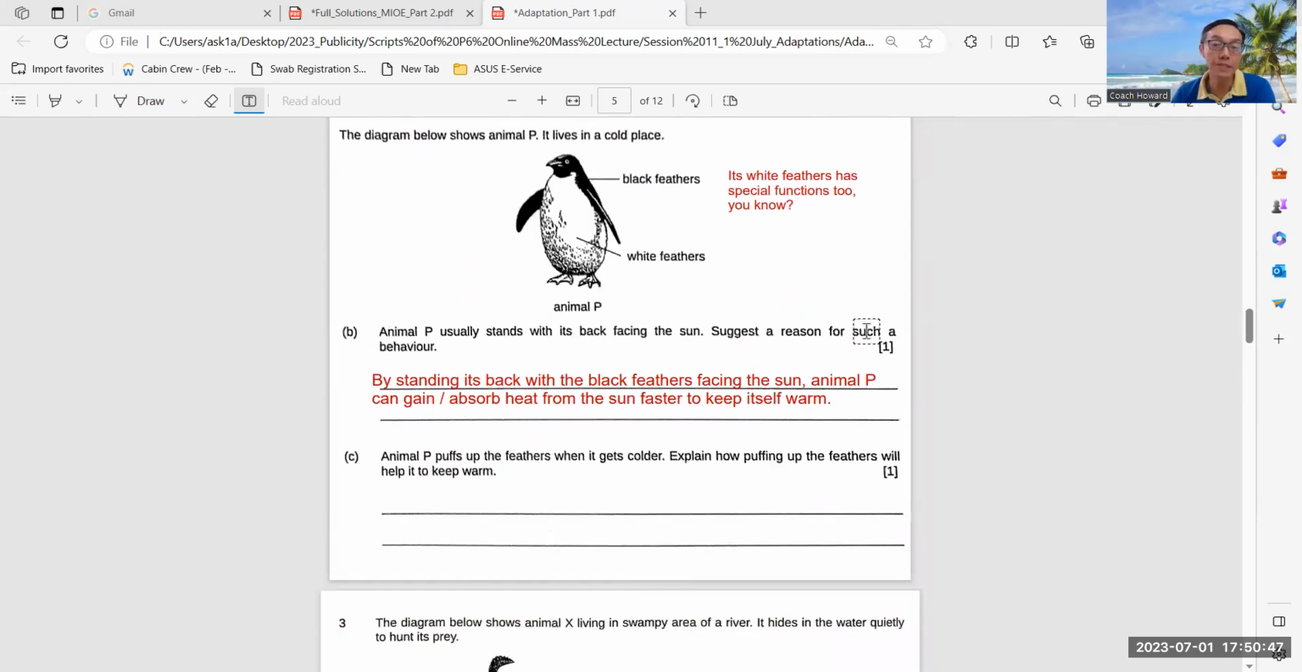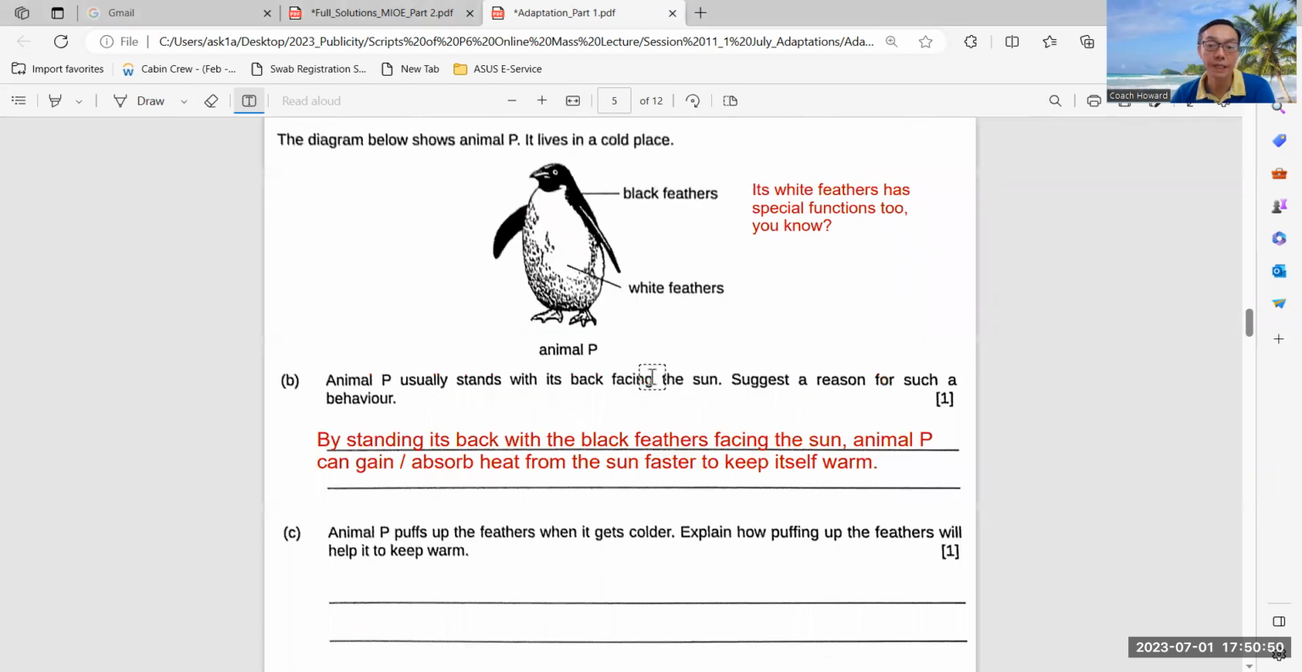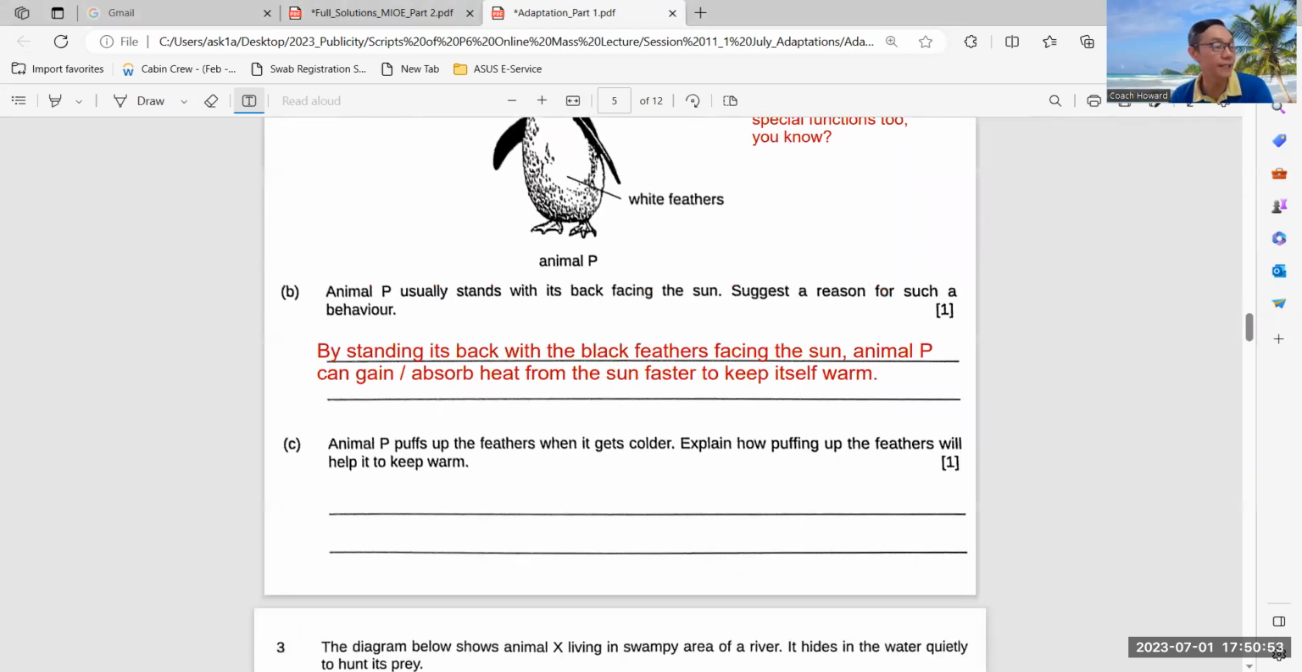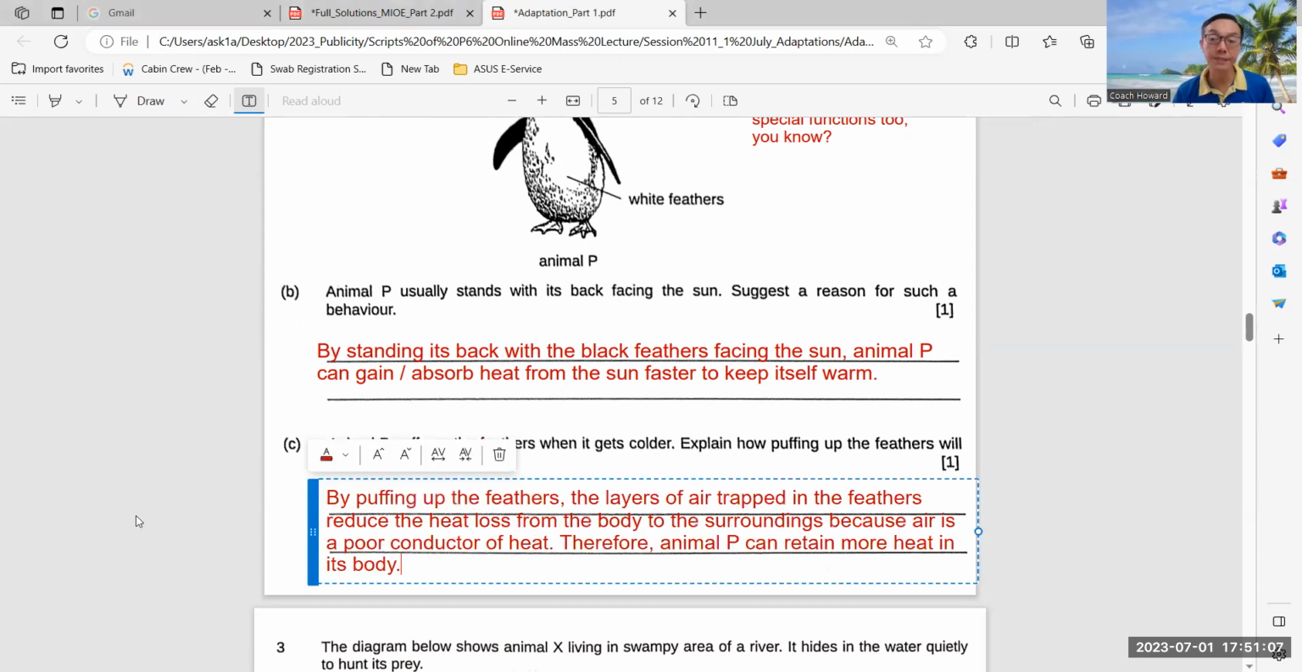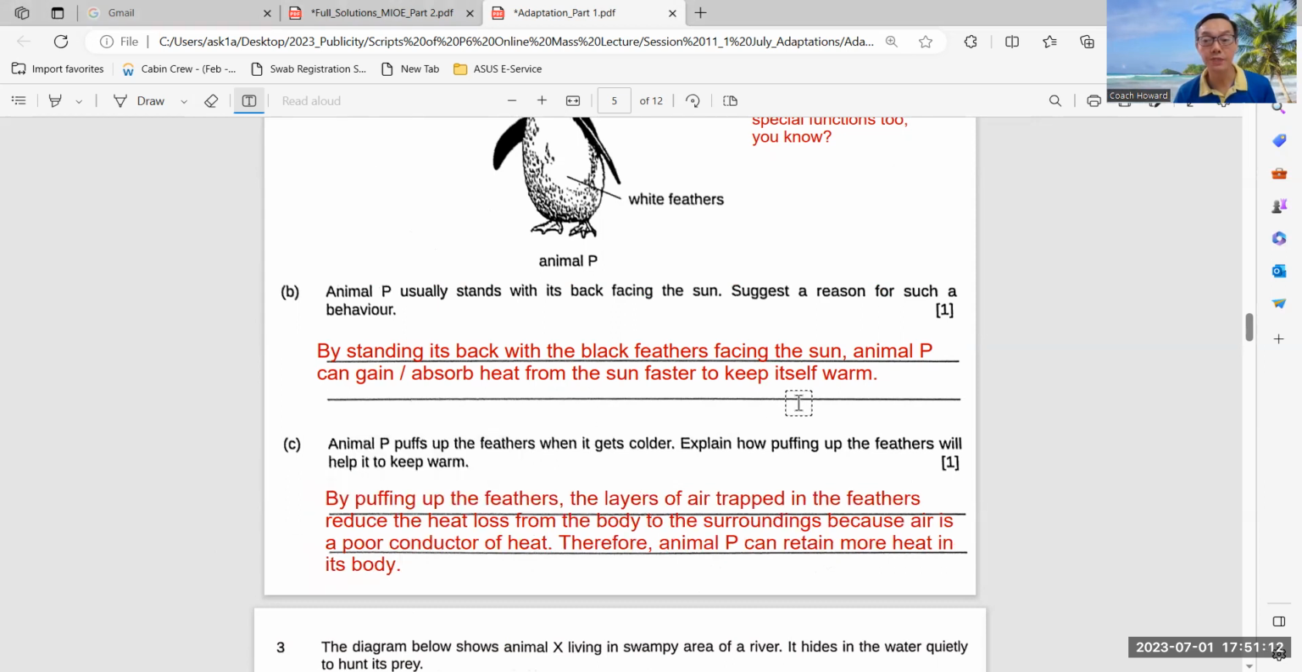Okay, animal P puffs the feathers up when it gets cold. Puffing up actually traps air. So by puffing up the feathers, a layer of air is trapped in the feathers and reduces heat loss from its body. This question, you take note, because it is commonly tested. You also mention that air is a poor conductor of heat. So by puffing out the feathers, the layers of air trapped in the feathers reduce the heat loss from the body to the surrounding because air is a poor conductor of heat. Therefore, animal P can retain more heat in its body.